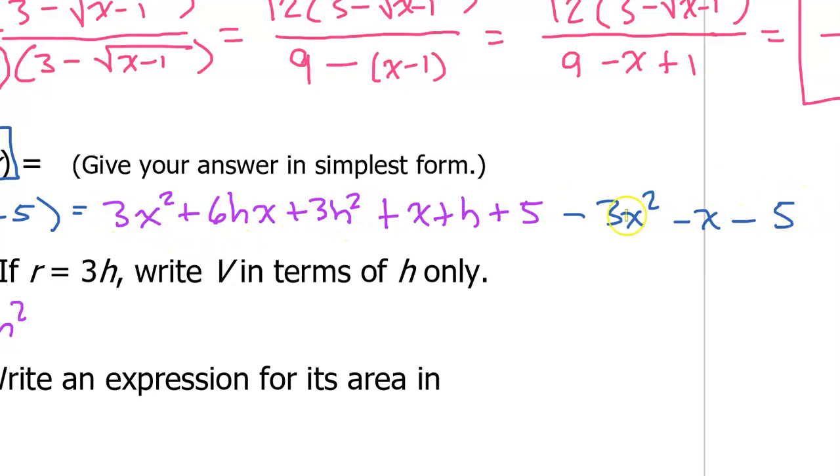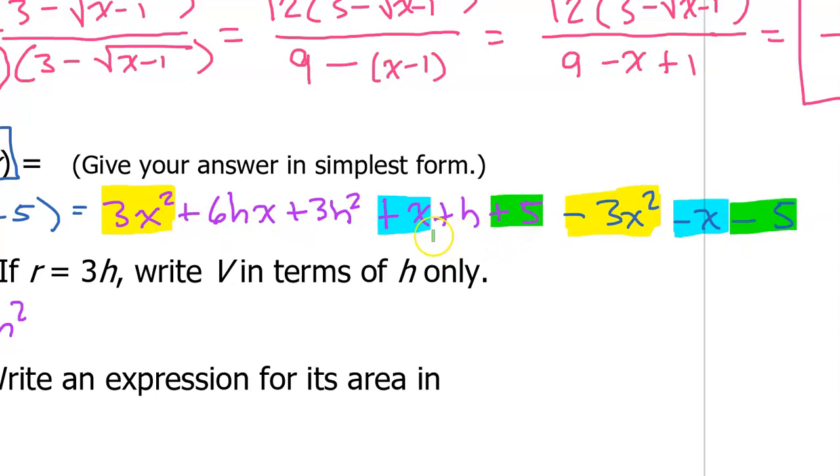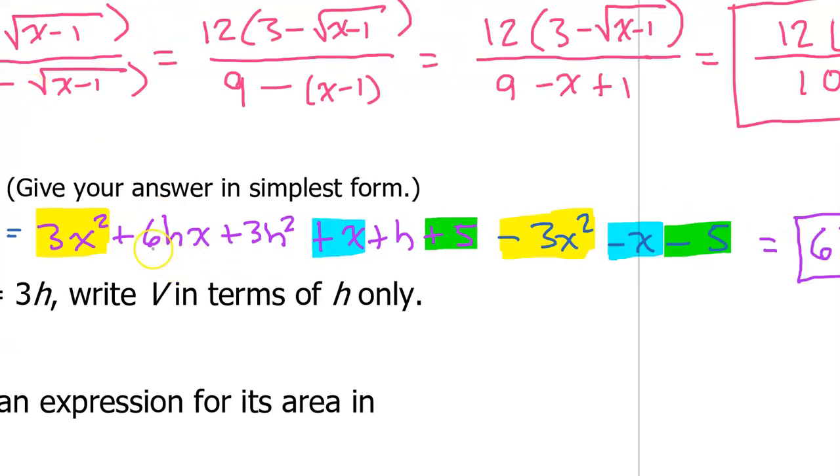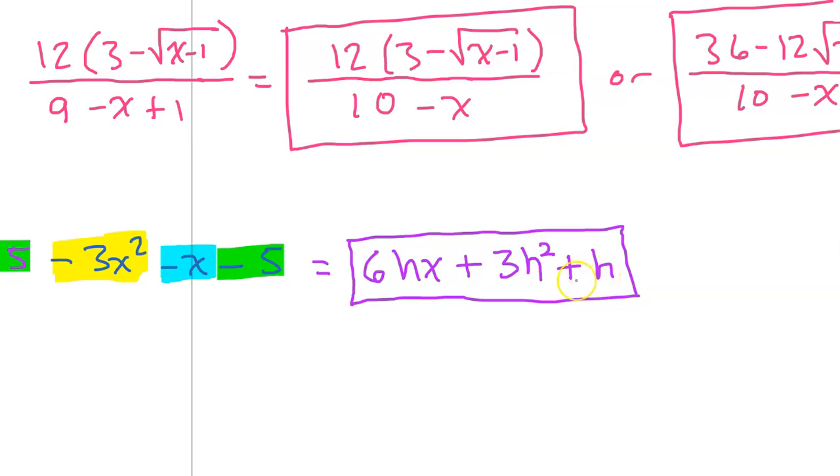Now the parentheses are all gone, so I can scan through looking for like terms to combine. I'm noticing that I have a 3x squared right here, and then I have a minus 3x squared. So those are going to cancel each other out completely. Is there anything else like that? Well, let's see. I've got plus x right here, and I have a minus x right here. So those are gone. What else do you see? I've got a plus 5 right here and a minus 5 right here. So everything I just highlighted is gone. So I'm just going to recopy the unhighlighted part off to the side. So that'll be 6hx plus 3h squared plus h. So that is the final simplified answer.